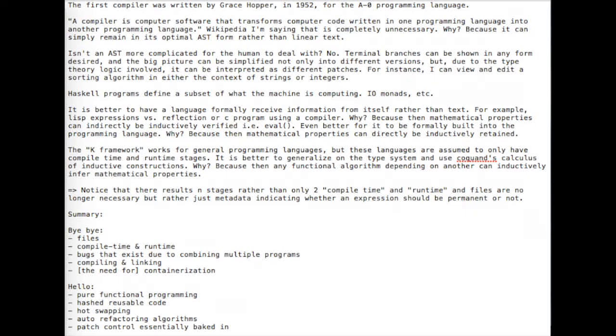so you can verify everything when you need to verify it, which I'm going to say is when you need, instead of at compile time, because we're not really going to have an official compile time anymore. But I'll get into that right now. That's the next point. Notice that there result n stages rather than only 2, compile time and runtime. And on top of that, files are no longer necessary, but rather just metadata indicating whether an expression should be permanent. Whether something should be saved on the hard disk or not is basically what it's going to come down to.